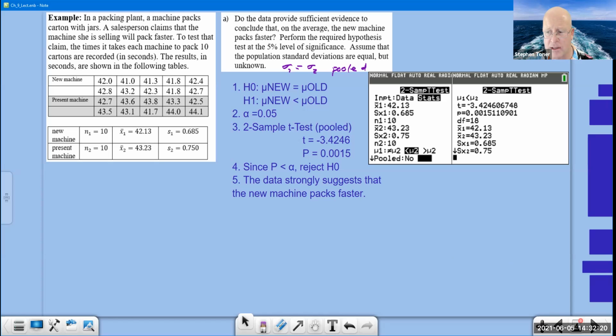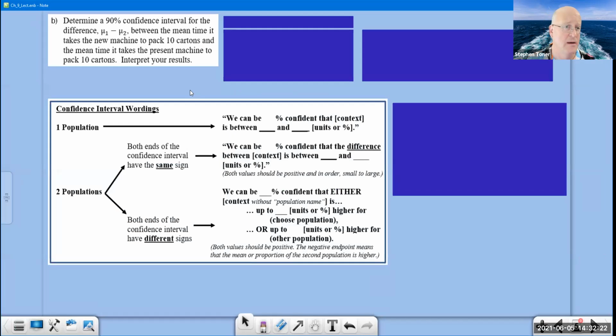Okay, now let's continue on to part B, because in part B it says determine a 90% confidence interval for the difference between the mean time it takes the new machine to pack 10 cartons and the mean time it takes the present machine to pack 10 cartons. Okay, the difference between the means. In other words, how much faster is the new machine?